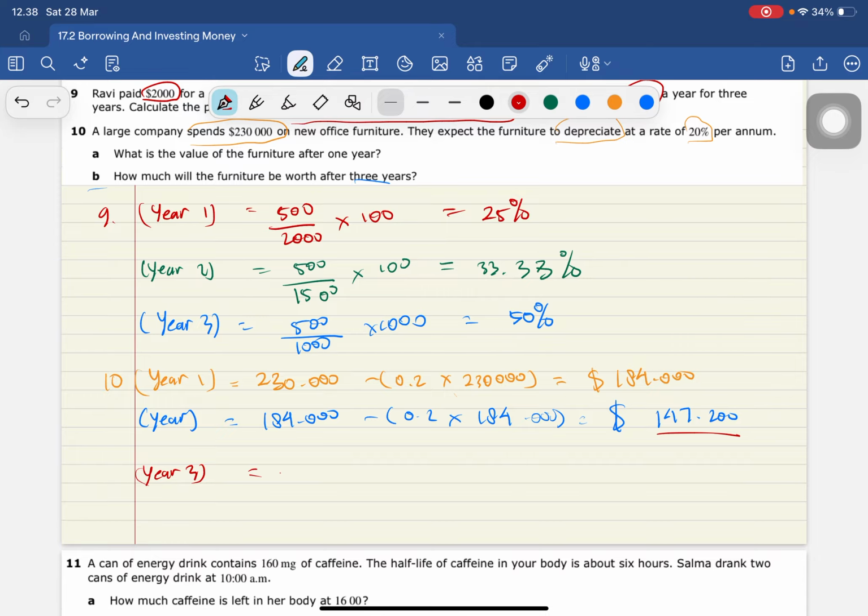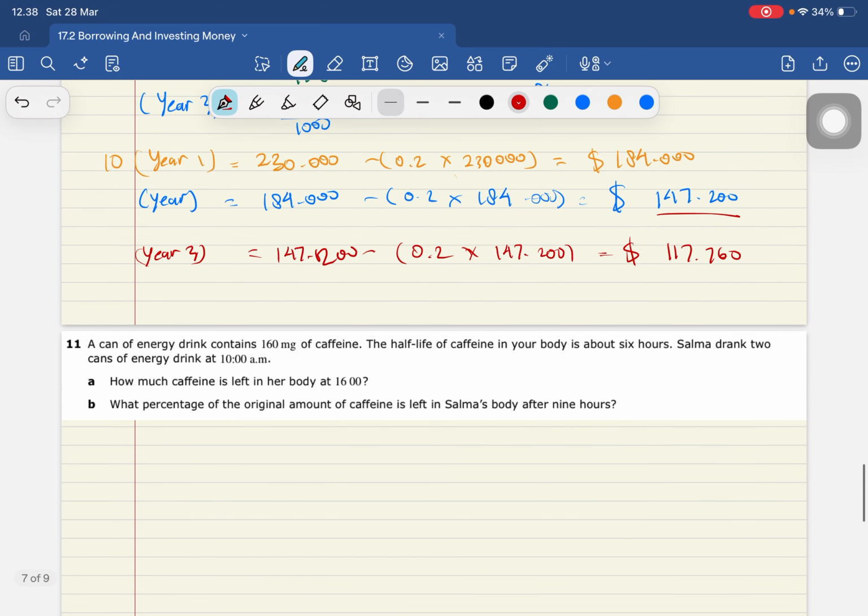Finally, for the third year, from here we take 147,200 minus 20%, that is 0.2 times 147,200. So here we will get 147,200 minus 29,440, which gives the third-year price. Now that is question 11.